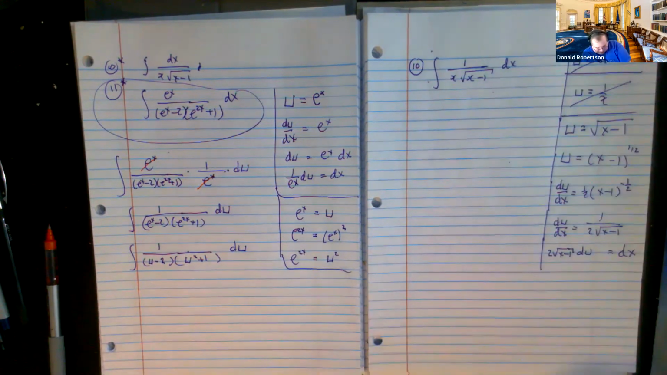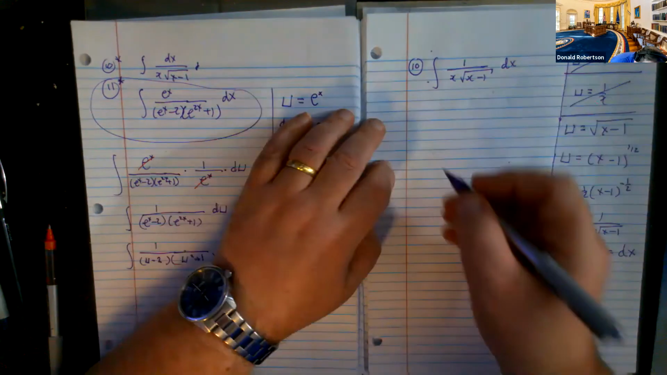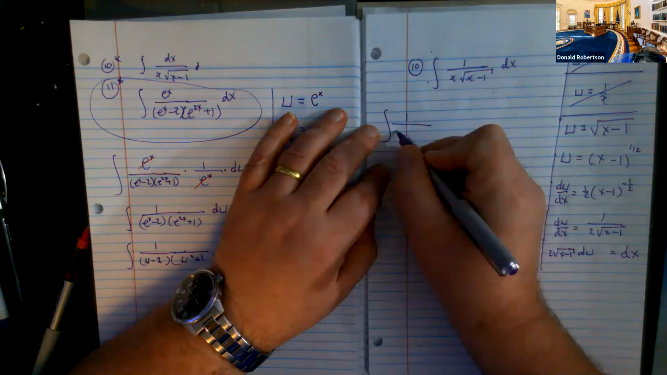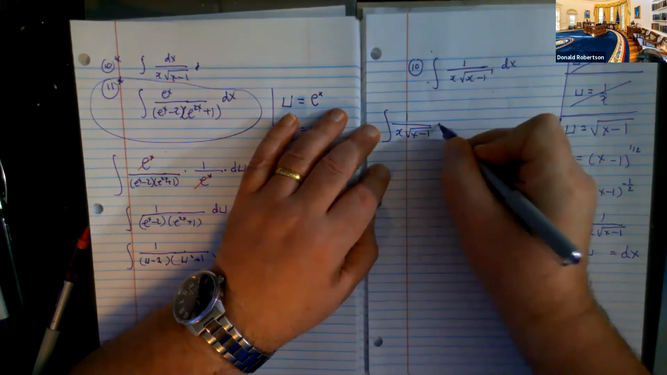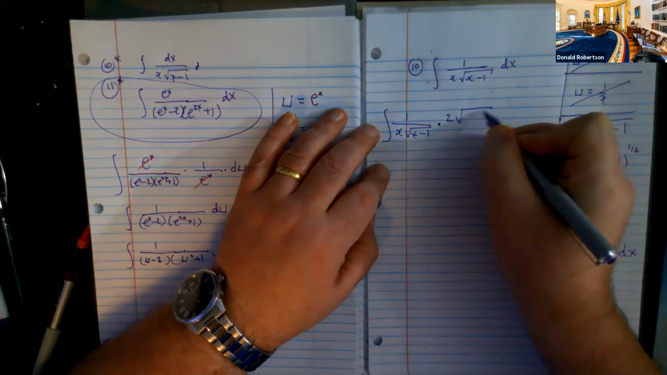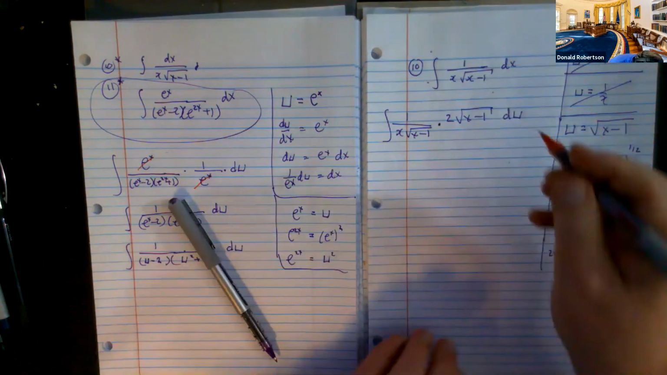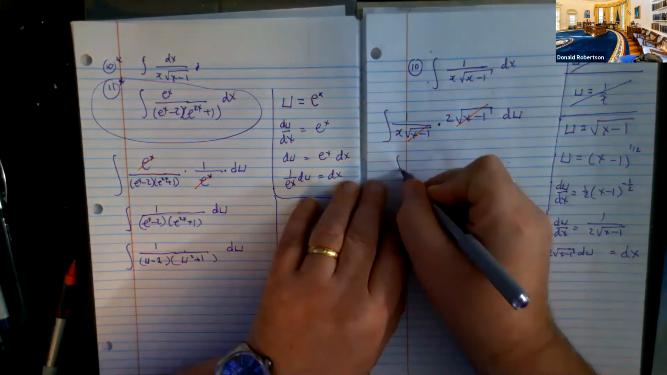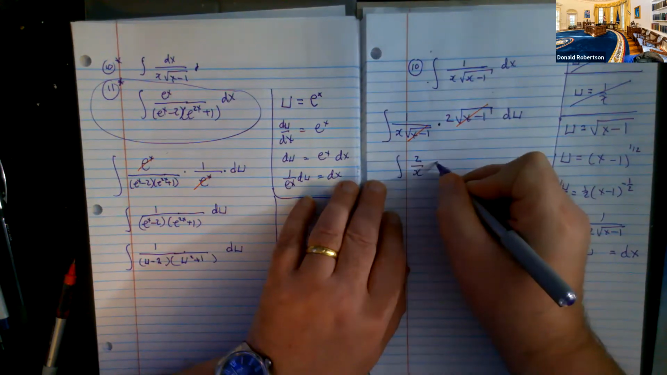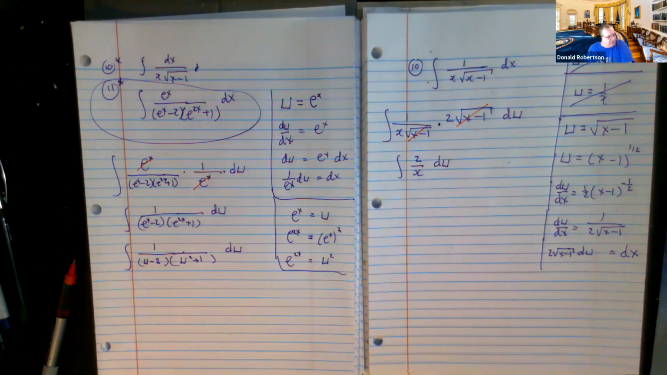Oh, hey, I managed to isolate the dx here, right? So let's see what we get. We get an integral of 1 over x, the square root of x minus 1, times 2 lots of the square root of x minus 1 du. And those square roots are gone. And we are now looking at that. Agreed?